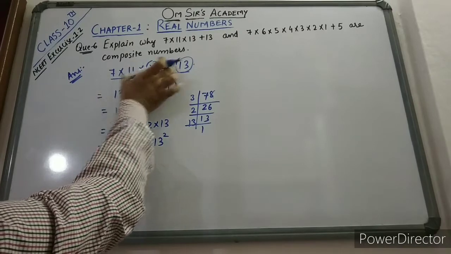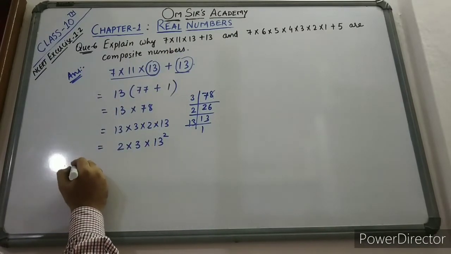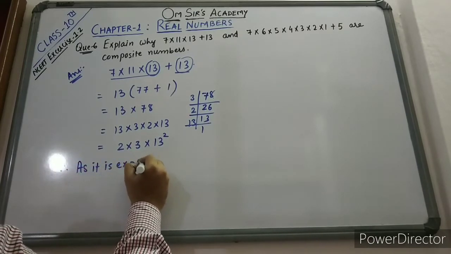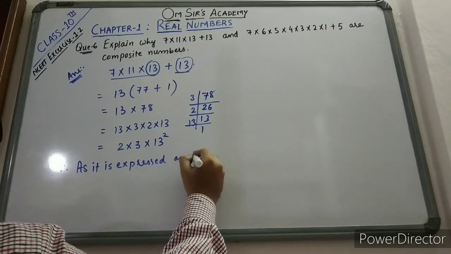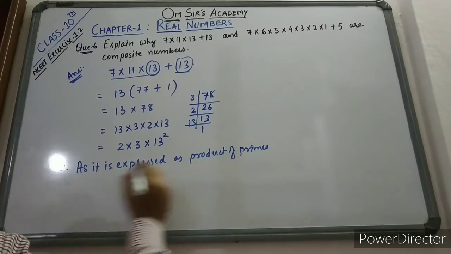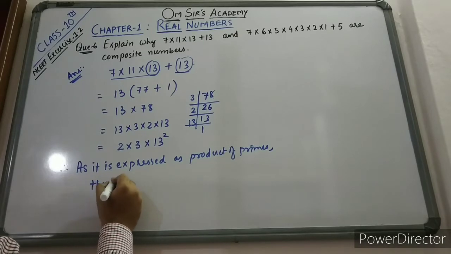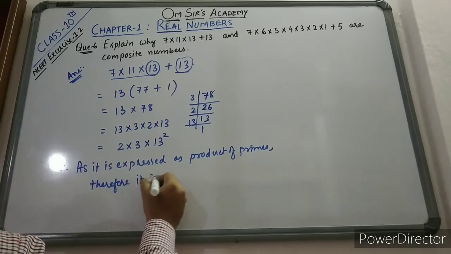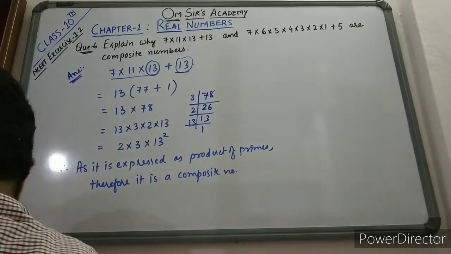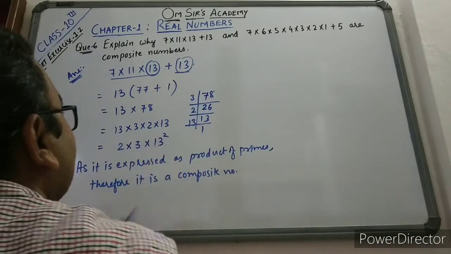So this whole term is expressed as a product of primes. Therefore, as it is expressed as a product of primes, it is a composite number. Okay, so this is a composite number. Why? Because it can be expressed as a product of primes.